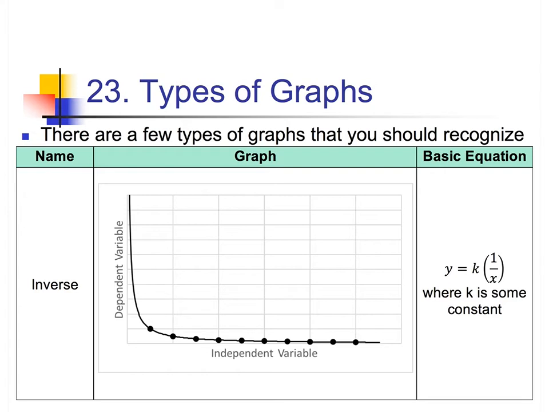And the last type we have is one that looks like this. We see that as x increases, our y values decrease. That makes it an inverse function, which has the basic form y is equal to k, some constant, times 1 over x. So there we have the basics of the types of graphs that you should recognize. We'll do some practice with this in class.